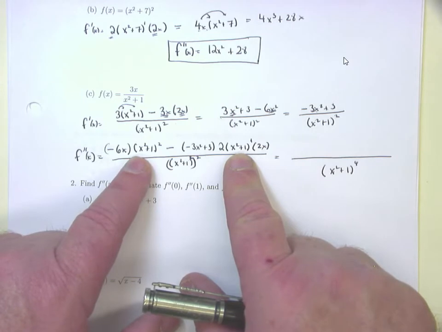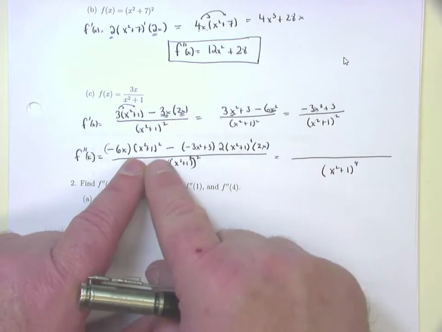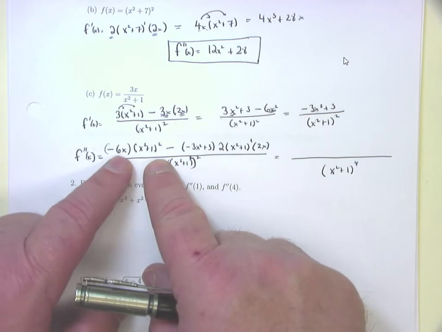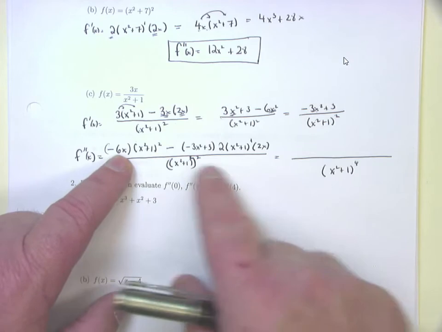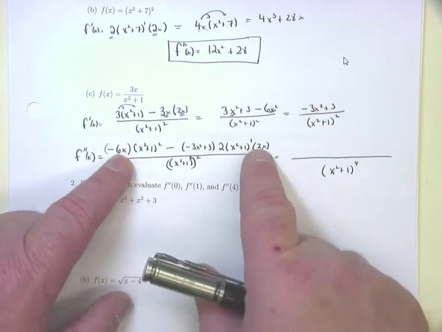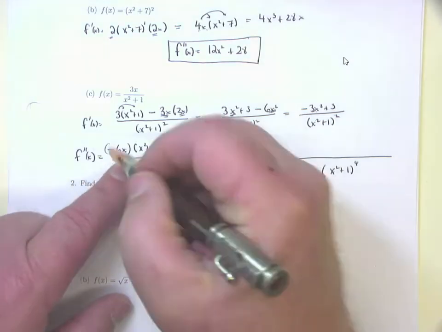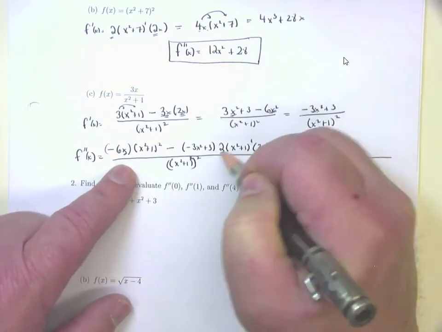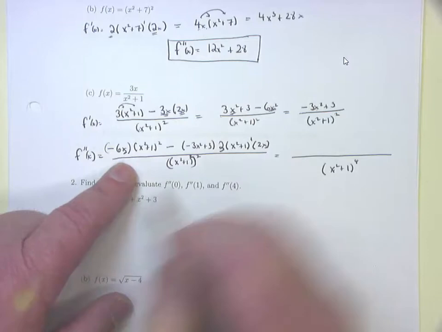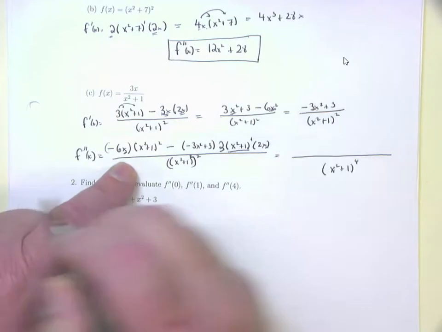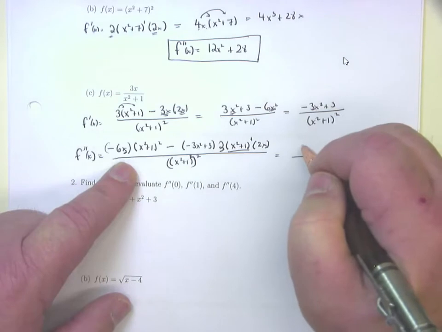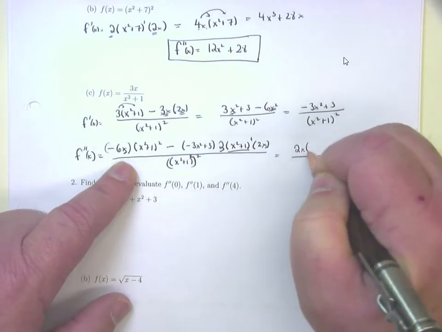If you look at these two guys, I notice that I have what? I have a 6. I got a 2 times a 2, which is a 4, and I got an x in common. I officially have a 2 in common. I can factor out that 2. And I also have an x squared plus 1 in common. So I can factor out a 2x times an x squared plus 1.